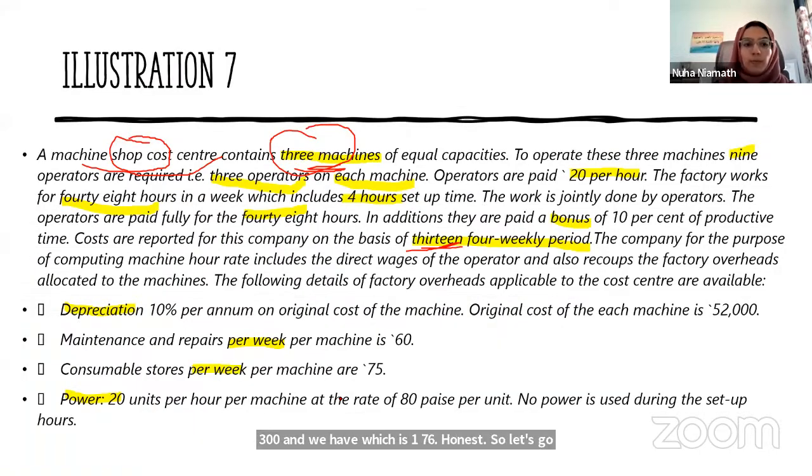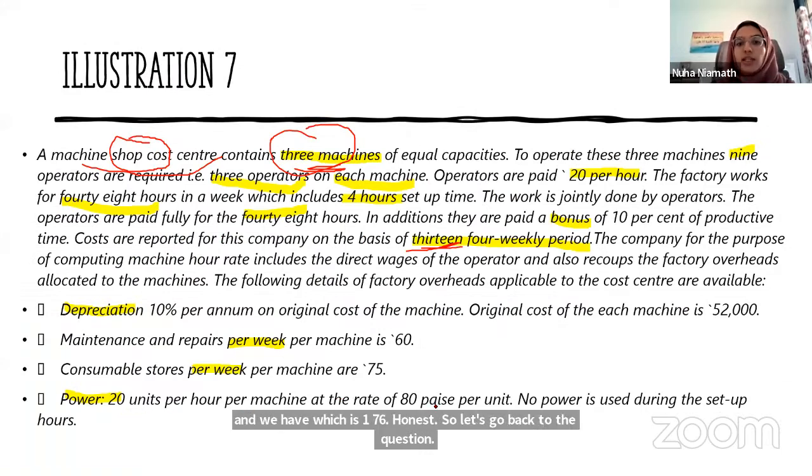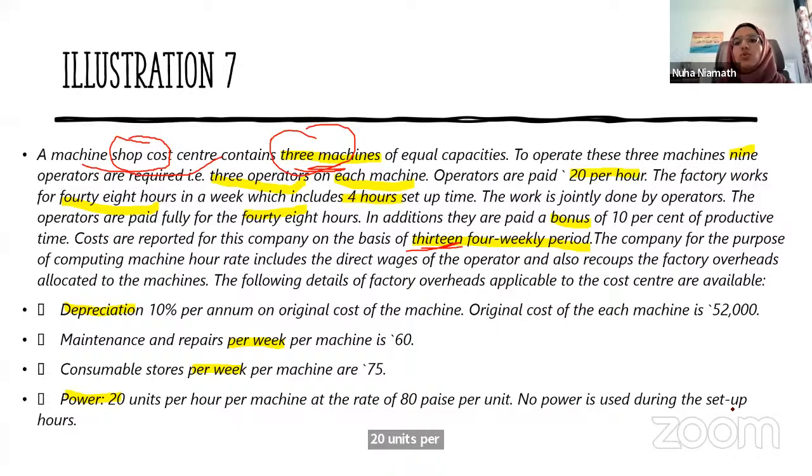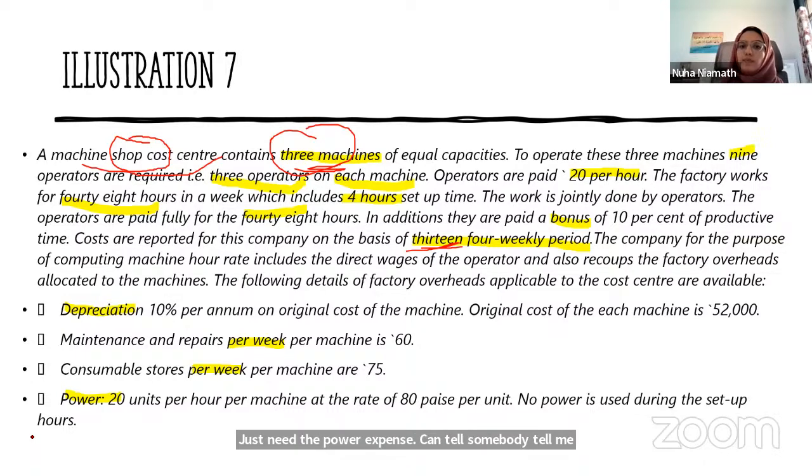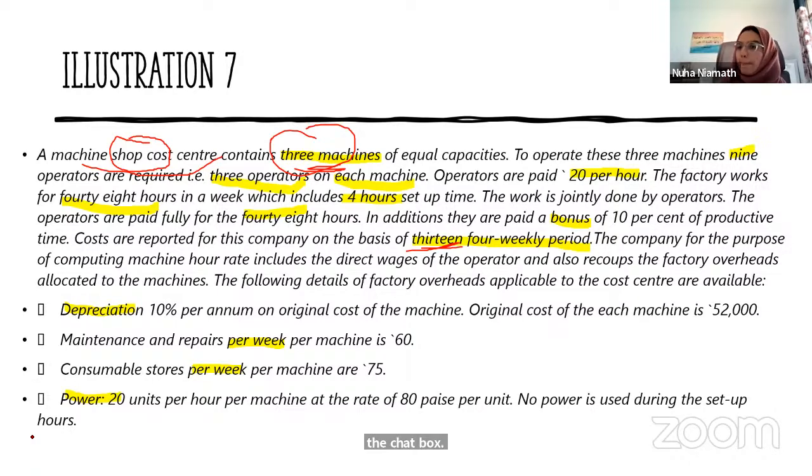So let's go back to the question. 20 units per hour per machine at the rate of 80 paise per unit. No power is used during the setup hours. So what do you think? What would be the total number of hours for which we will calculate the power? Can anybody tell me in the chat box? It's written that power will not be used in the setup hours. So what will be the total hours we use to calculate the power expense? Can somebody tell me in the chat box? Anyone?